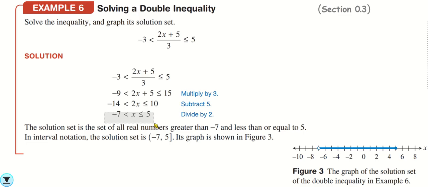And you've got to remember that this means in between -7 and 5, which looks like we're including 5, but we're not including -7, hence the open circle here and the closed circle here, which is the parenthesis and the bracket.